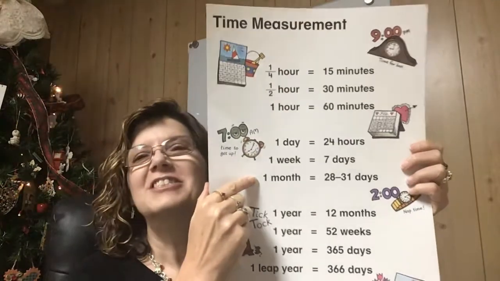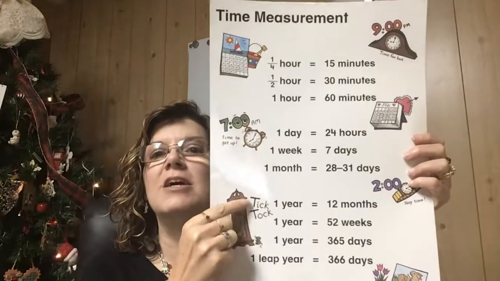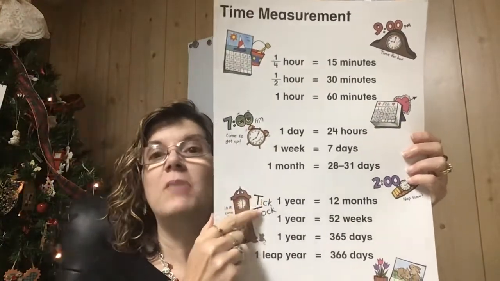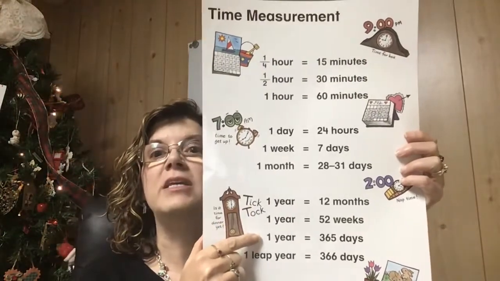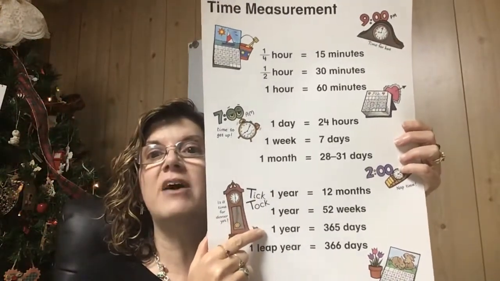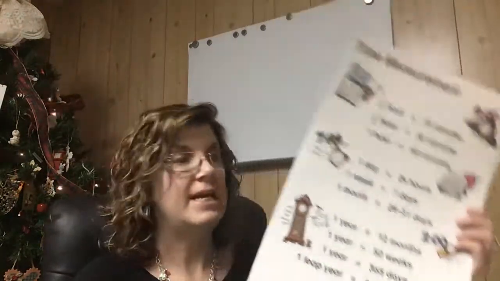1 month equals 28 to 31 days. 1 year equals 12 months. 1 year equals about 52 weeks. 1 year equals 365 days. 1 leap year equals 366 days.